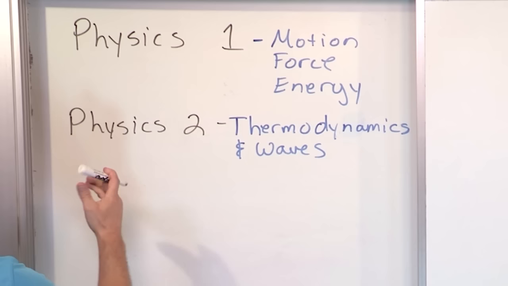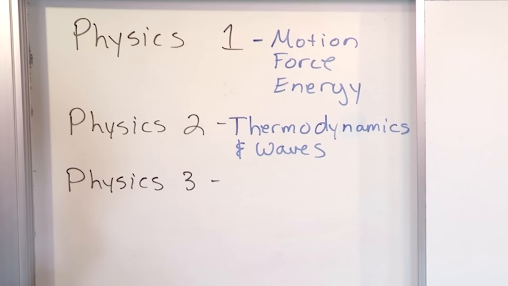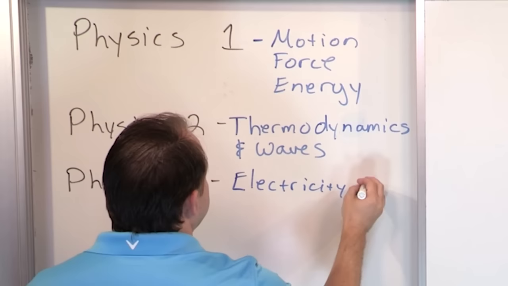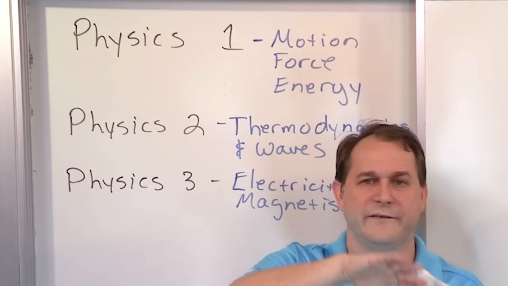And then we break up the class into physics three. Physics 3 is actually my favorite part of physics, but I like them all. But physics 3 is my favorite part, and that is electricity and magnetism. There's some other topics in here. Now, when I say electricity, we are going to learn a little bit about electric circuits, you know, batteries, circuits, voltages, you know, current, electric current, things like that. We're going to talk about that.